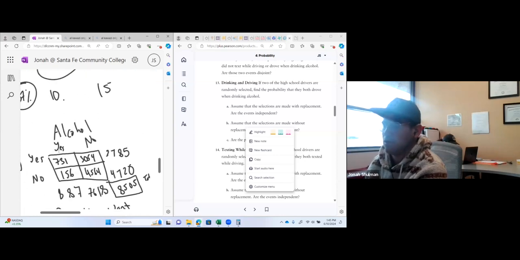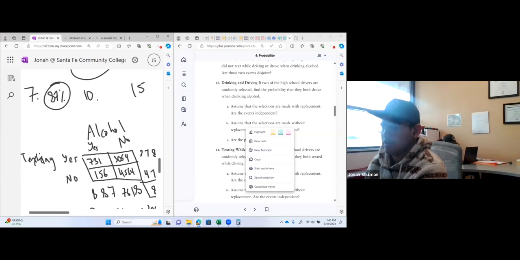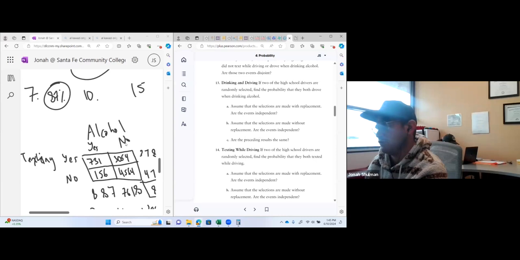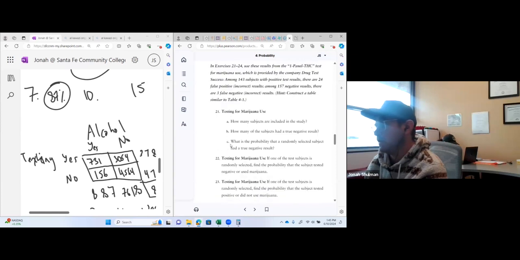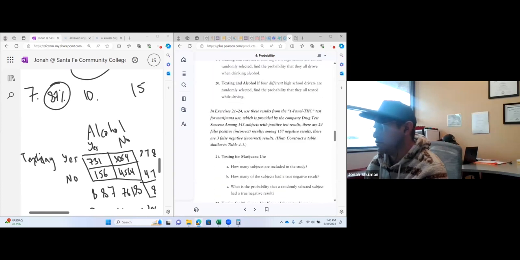Here it is. Alcohol, texting, yes, no, yes, no. For yours, it's going to be false positive, positive, negative, false negative. Nothing too crazy. Just make yourself your own table. Try your best on it. If it gets too hard, guess what? Just let me know. So we got 143 positive, 24 false positive, 157 negative, 3 false negatives. To get them all together, you add them up.